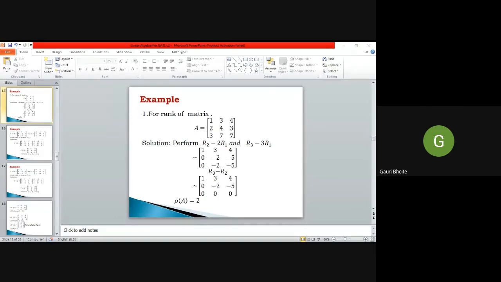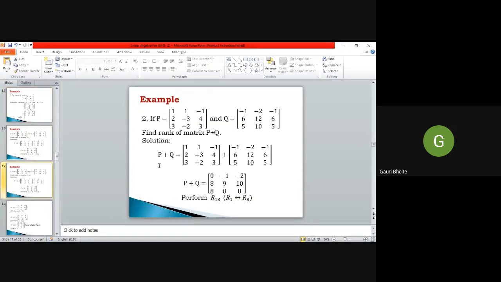Okay, now you simplify. Next example: if P is the matrix 1, 1, minus 1; 2, minus 3, 4; 3, minus 2, 3, and Q is another matrix minus 1, minus 2, minus 1; 6, 12, 6; 5, 10, 5, find the rank of matrix P plus Q. Everybody start solving this.